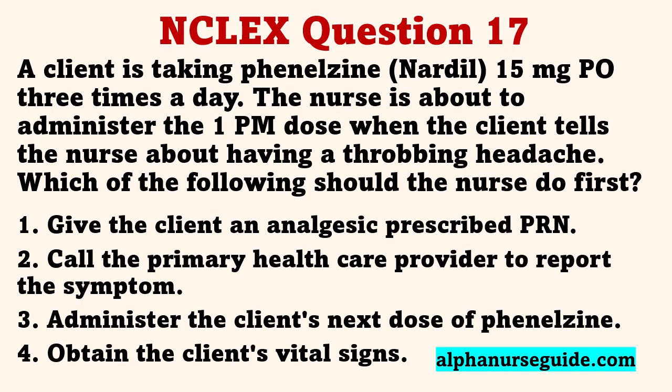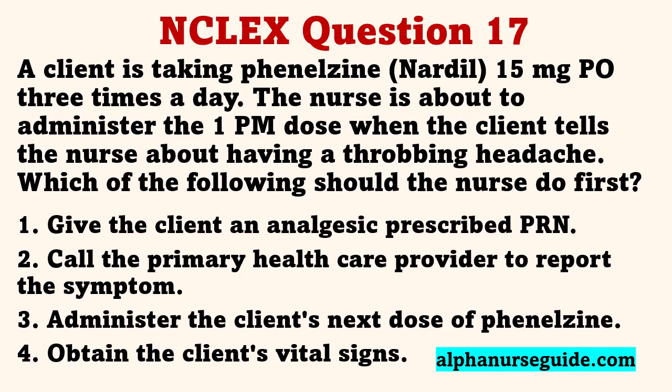A client is taking phenelzine, Nardil, 15 milligrams PO 3 times a day. The nurse is about to administer the 1 p.m. dose when the client tells the nurse about having a throbbing headache. Which of the following should the nurse do first? 1. Give the client an analgesic, prescribed PRN. 2. Call the primary healthcare provider to report the symptom. 3. Administer the client's next dose of phenelzine. 4. Obtain the client's vital signs. The correct answer is 4.